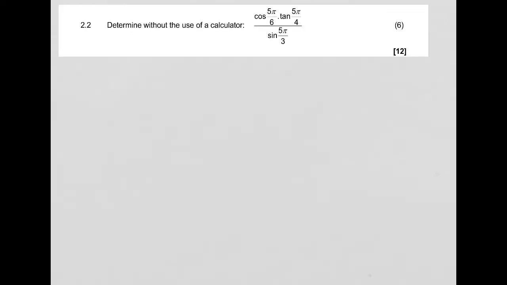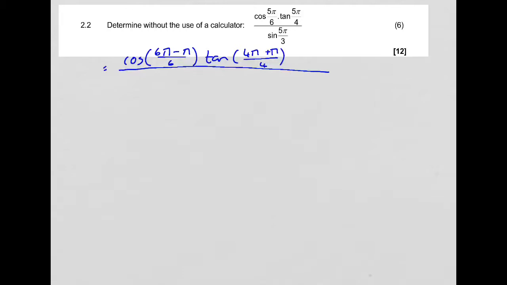Alright, question 2.2 is reduction in radians using values instead of variables. So remember, the process here is that for each of the numerators, you've got to find a multiple of the denominator that is closest to the numerator. So we've got 6 at the bottom. So the multiple of 6 that's closest to 5 is 6. So that's going to become 6 pi minus pi over 6. And then tan will become 4 pi plus pi over 4. So we haven't changed any values yet, we've just split them up.